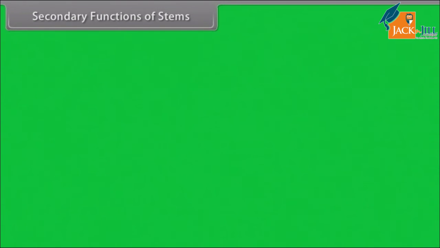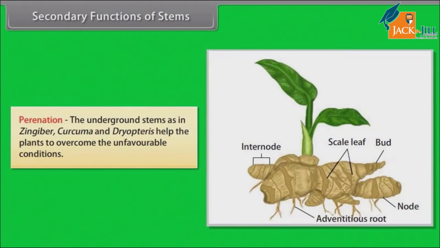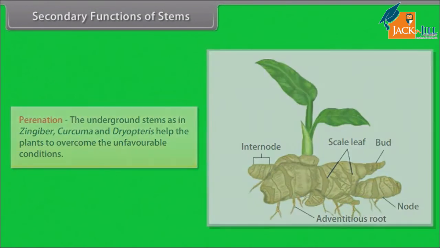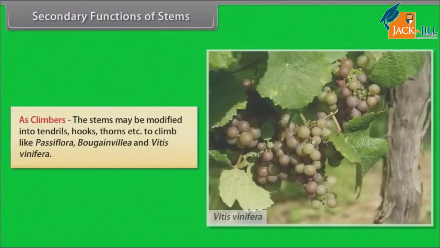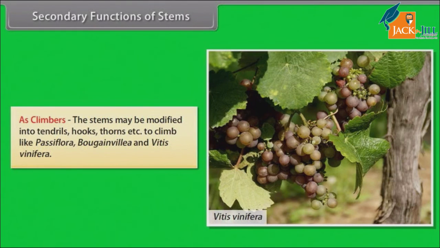Secondary functions of stems. Perennation. The underground stems, as in zingiber, curcuma, and Dryopteris, help the plants to overcome the unfavorable conditions. Storage of food. Food is stored in parenchymatous cells in underground stems like Solanum tuberosum, Colocasia, and ginger. As climbers, the stems may be modified into tendrils, hooks, thorns, etc. to climb, like Passiflora, Bougainvillea, and Vitis vinifera.